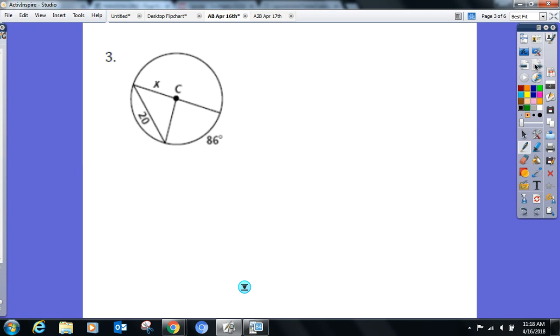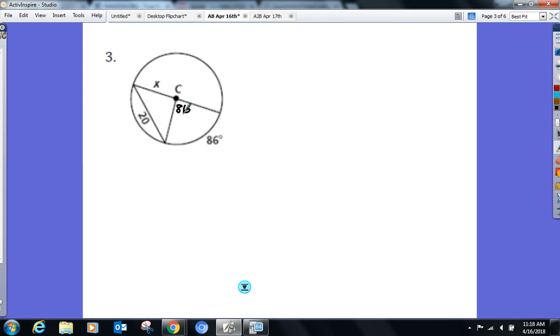Some groups, here we go. What'd you fill in? If the arc's 86, so is its central angle. An arc and its central angle are always the same. What do we know about 86 and the one next to it? Linear pairs are supplementary, so that'll be 94.